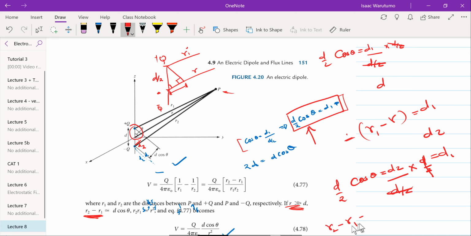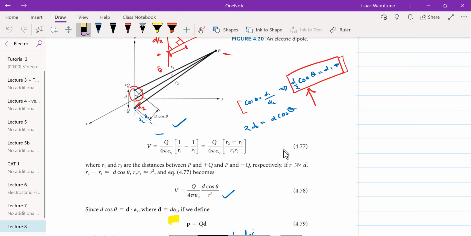Therefore, what we need is the total distance between r1 and r2. Of course, we know r2 is bigger than r1, and therefore it's going to be twice this distance that we have found out. So if you multiply this equation by 2, you are going to find that you have d1 plus d2, and this gives you d cos theta, and therefore this gives us our approximation for the two position vectors.